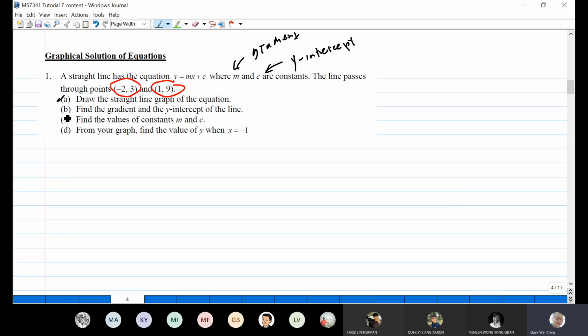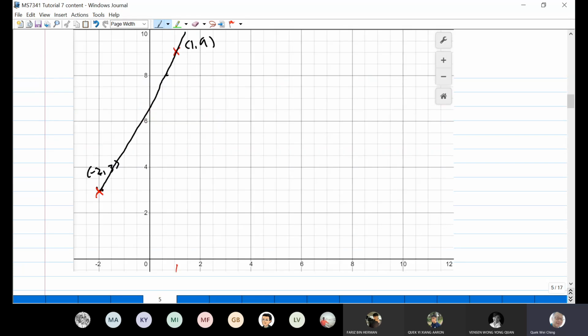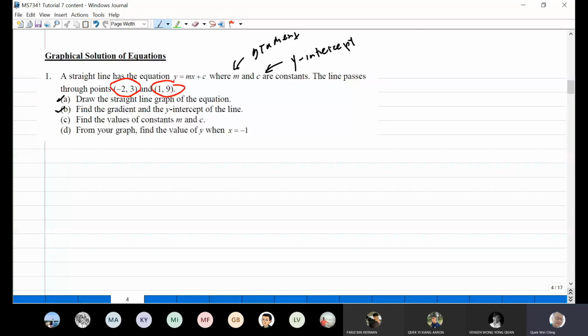Part B. Find the gradient and y-intercept of the line. So gradient is m and y-intercept is c, right? So can you find the gradient? How to find the gradient? We have a formula to find the gradient. Gradient formula. Let's try that now.